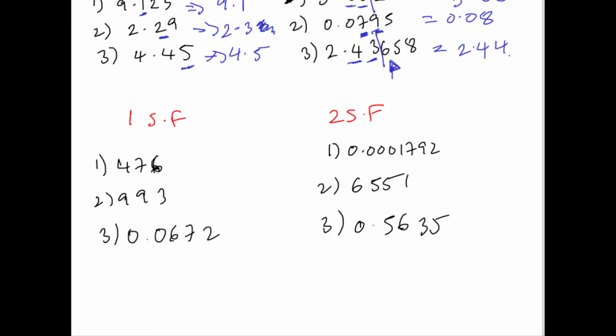So let's get the blue marker pen out. So to one significant figure, we go to this number here, 4. We go next to it, which is 7. 7 is higher than 5, so we'd have to round it up to 500. So 993, again 9 is the first significant figure. Next to it is 9. So if we were to round up, it becomes 10, so it's 1,000.